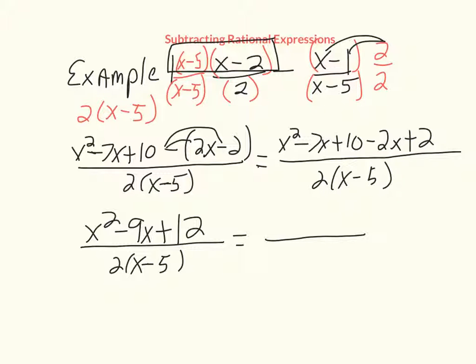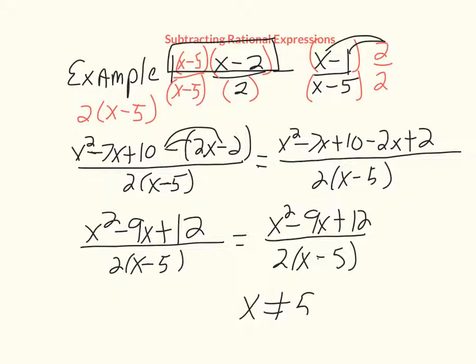Again, you can use your squares and diamonds. You can try using your rectangles and diamonds to factor the numerator, but it doesn't factor. You're left with x squared minus 9x plus 12 over 2 times x minus 5, and x cannot equal 5 in our denominator.